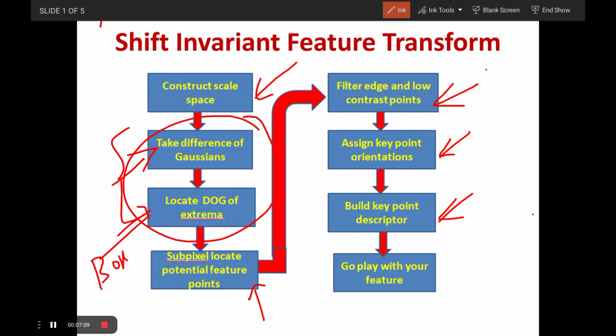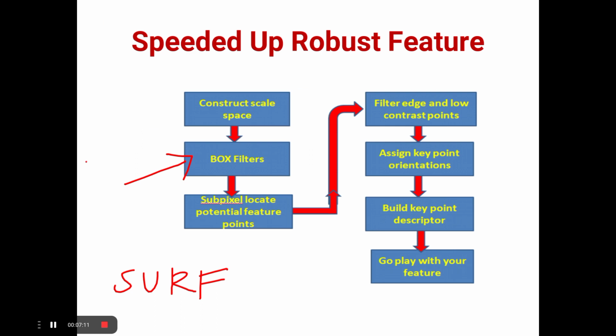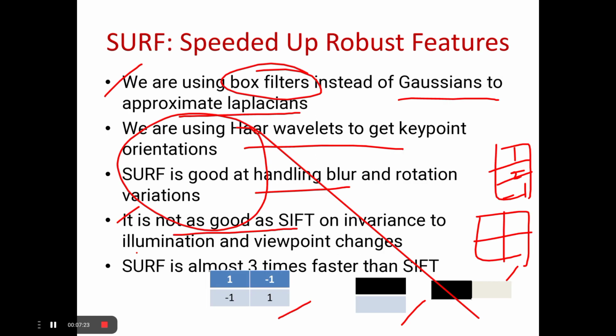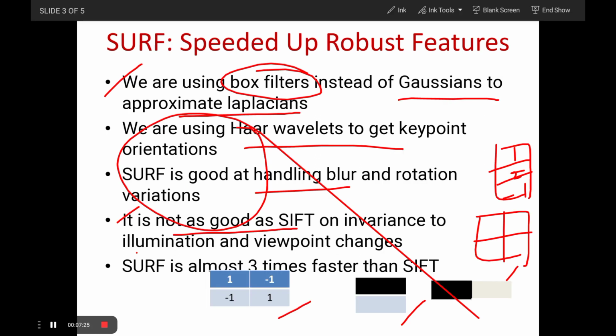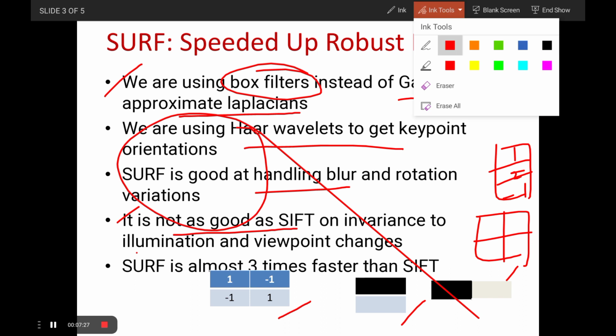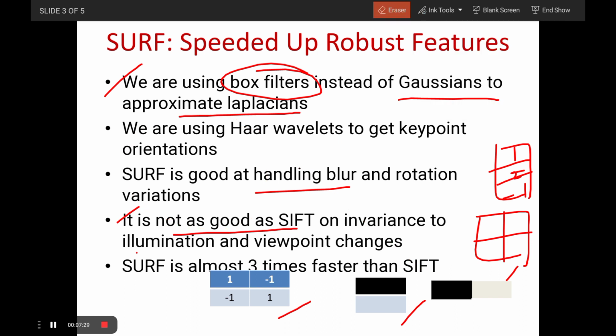Just you have to take this. These box filters are much faster compared to the Laplacian of Gaussian. For that purpose, SURF is very fast in terms of performance. So these are some of the advantages of SURF compared to SIFT.